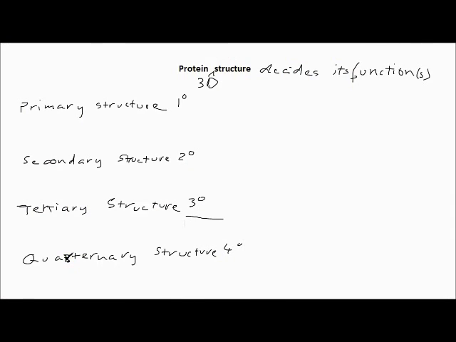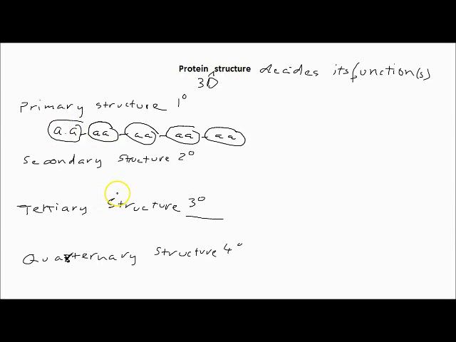So to summarize, primary structure is like a string of amino acids. I'm going to abbreviate amino acid as AA, okay? Secondary structure includes 2 types of structure. You can have an alpha helix, or you can have a beta sheet. Alpha helix, look at it like this. Beta sheet, look at it like this.